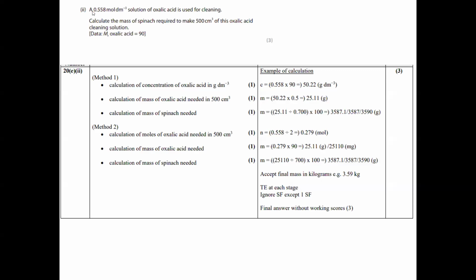In this one, it says a 0.558 mole per cubic decimeter solution of oxalic acid is used for cleaning. Calculate the mass of spinach required to make 500 cubic centimeter of this oxalic acid cleaning solution. First, we'll put the data we have. They say that in 100 grams of spinach, we have 700 milligrams of oxalic acid. So we'll write that one.